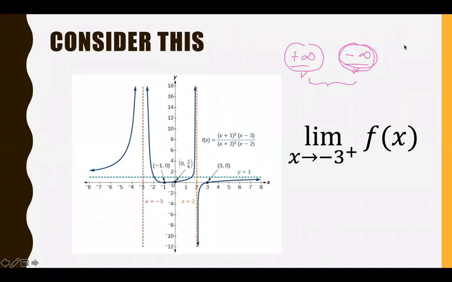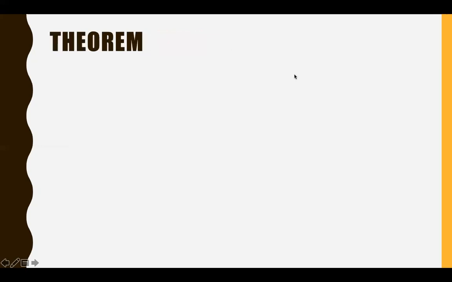But the challenge here is, what if you are not provided with graphs? What if you're provided with functions? What if you're provided with an equation and you are asked to solve for the infinite limit of that specific function? Of course, it takes time to graph that equation and then solve for the limit, because as we all know, it will be a lot easier if the graph is provided. But what if it is not provided? So here come the theorems that we need to apply in solving for infinite limits of rational functions. These are the theorems that we need to familiarize ourselves with.